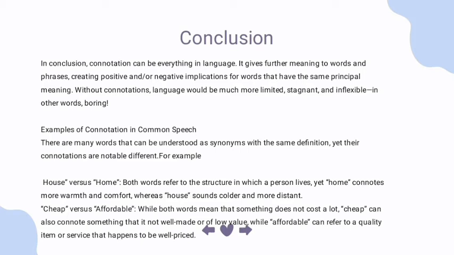There are many words that can be understood as synonyms with the same definition, yet their connotations are notably different. For example, house versus home. Both words refer to a structure in which a person lives, yet home connotes more warmth and comfort, whereas house sounds colder and more distant. Cheap versus affordable. Both words mean that something does not cost a lot. Cheap can also connote something that is not well made or of low value, while affordable can refer to a quality item or service that happens to be well priced.